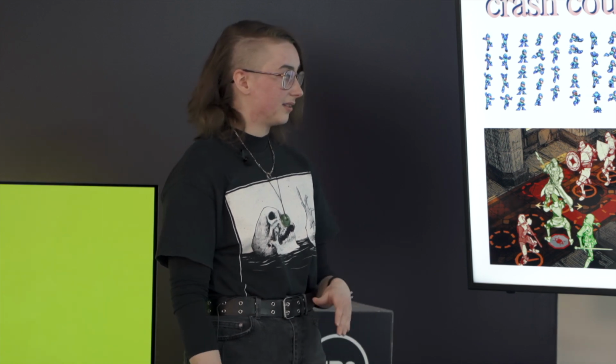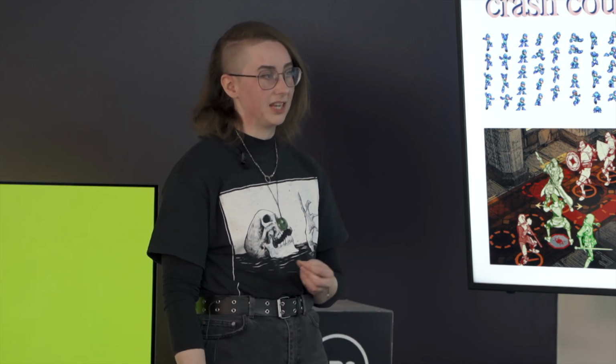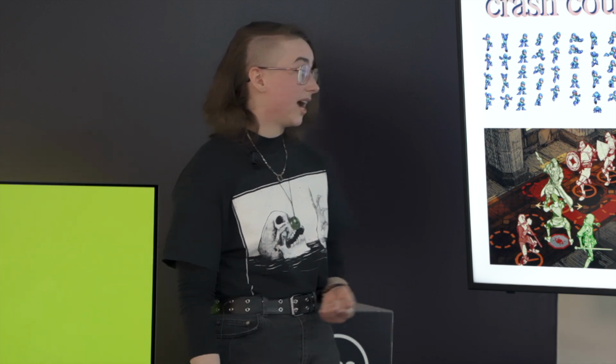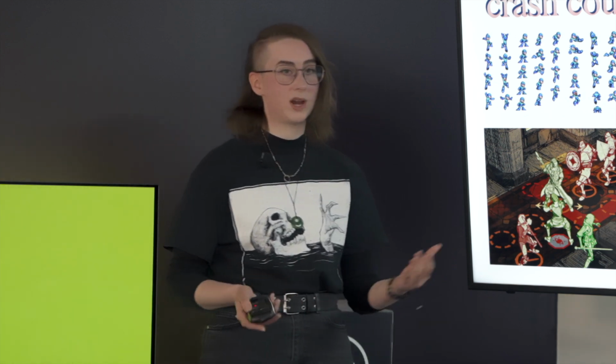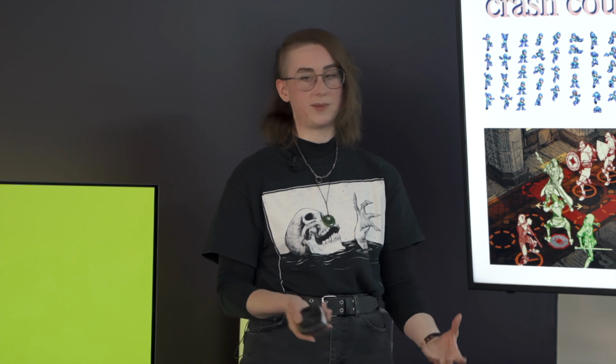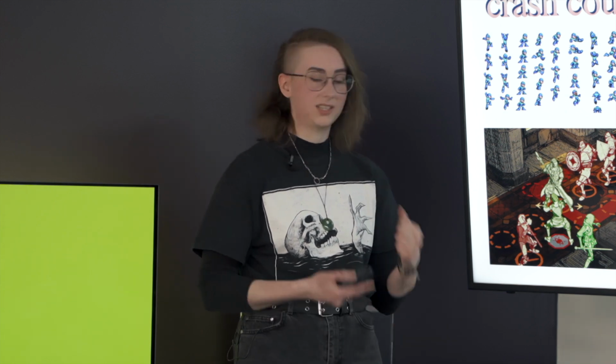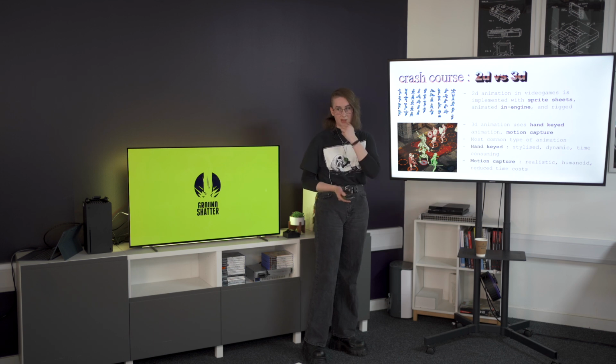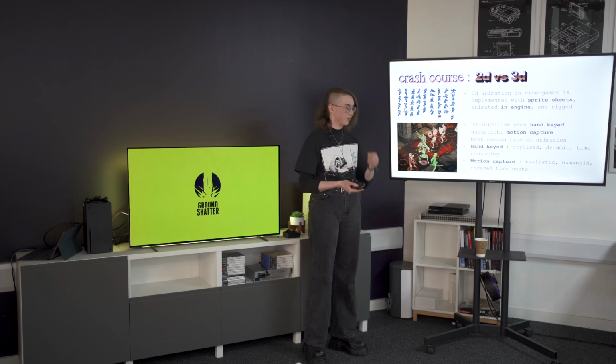If you go on the Steam store, you're going to see a lot of 3D, especially in AAA games. Hand-keyed animation is where you are actively animating every single frame yourself. It is stylized and dynamic, and you can push everything a lot more. But it is also time-consuming, because at the end of the day, someone has to make every single pose and every decision on the movement.